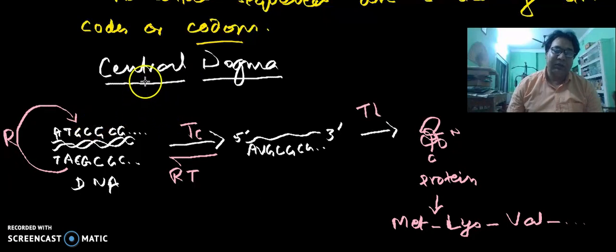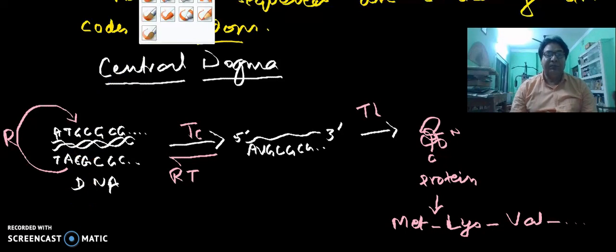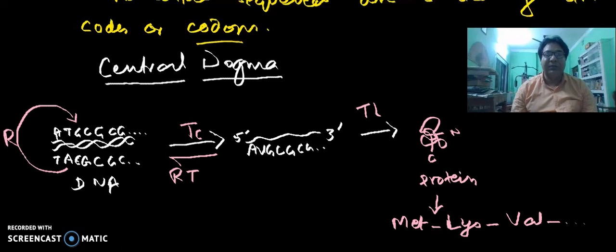And this concept of transferring the message from DNA to RNA to protein has been called central dogma. The concept was given by Crick: the genetic information, of course, is carried by the DNA, and that is transferred to the mRNA via the process of transcription, this one. And the mRNA then transfers the information to protein. Proteins are made of amino acids like this.